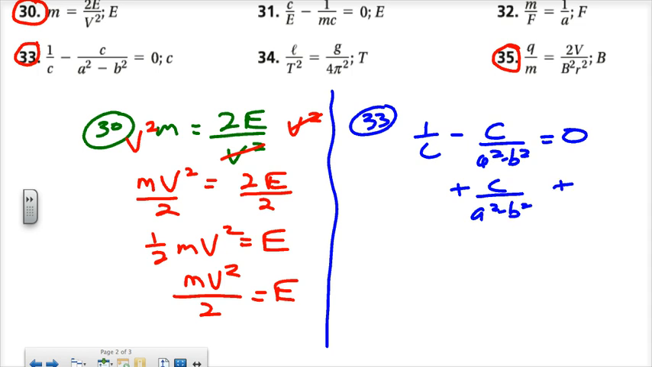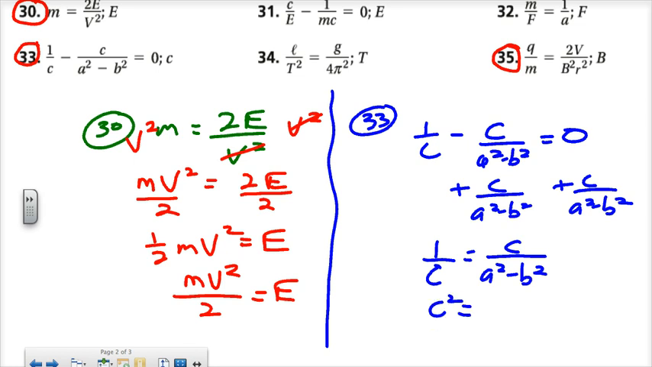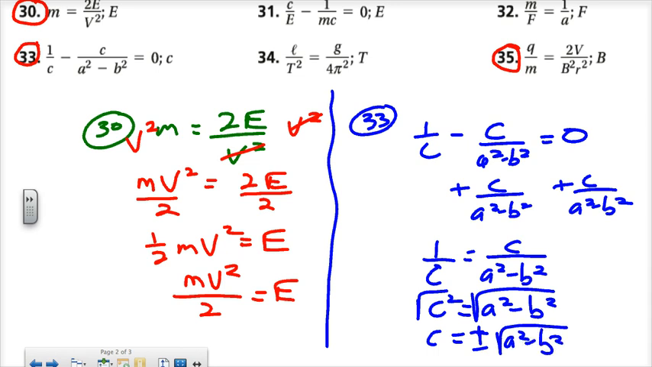minus b squared) to both sides and make this into a proportion and have 1 over c equals c over (a squared minus b squared), because you solve proportions by cross multiplying. So this would give us c squared equals 1 times (a squared minus b squared), which is just a squared minus b squared. And then we would take the square root, so c would equal plus or minus the square root of a squared minus b squared.